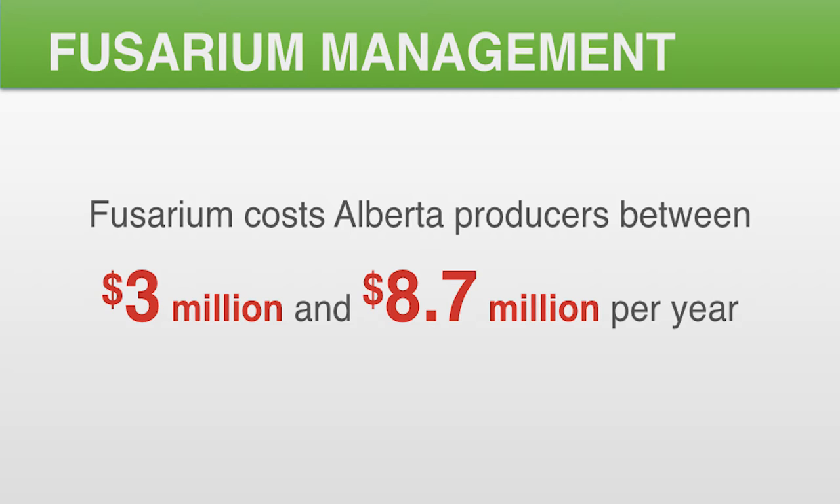It will depend on a number of things like the cultivars of wheat that are grown, whether they're more tolerant to Fusarium or whether they're more susceptible. In addition, the environment and weather conditions will play a role in how much disease pressure exists. And finally, it'll depend on the commodity price. The more valuable the wheat, the greater the loss.